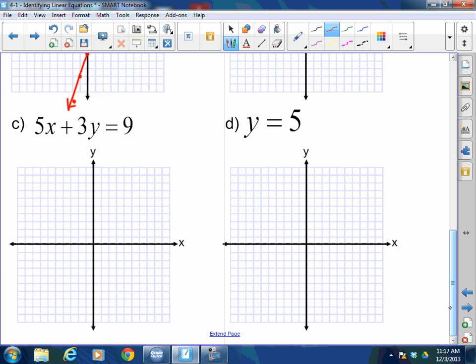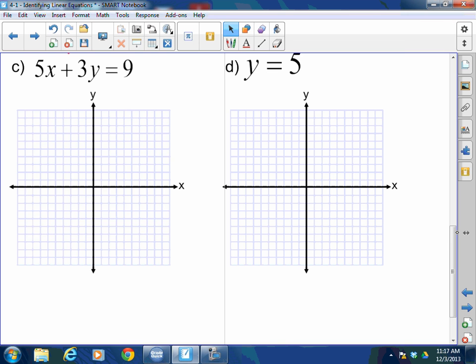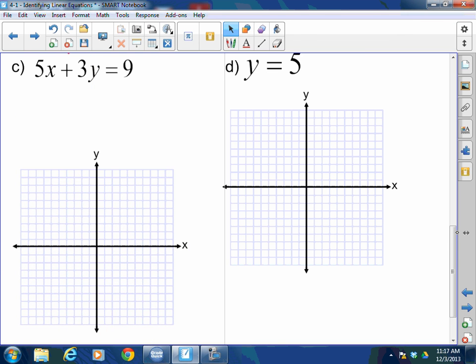Next, 5x plus 3y equals 9. First off, is that linear? Yes, it is linear. Very good. So now we got to solve for y. How do I solve for y here? This is a literal equation. You have to get y alone, my friends.